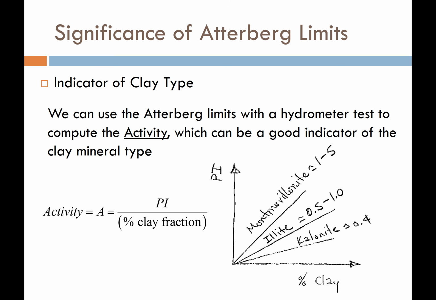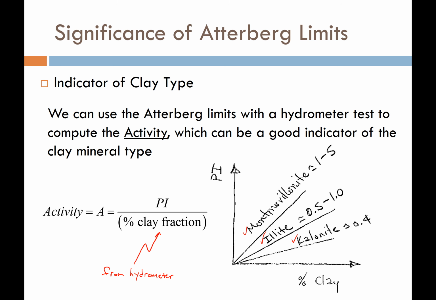Another thing that's useful with Atterberg limits is using it to compute what's called the activity of a clay. The activity is an indicator of how active the clay is in the presence of water. And we compute it as the ratio of the plasticity index to the percent clay fraction. And that percent clay fraction is what we get from a hydrometer test. So once we compute the activity, research has shown that different clay minerals like montmorillonite, like illite, or like kaolinite generally fall within ranges of different activity levels.